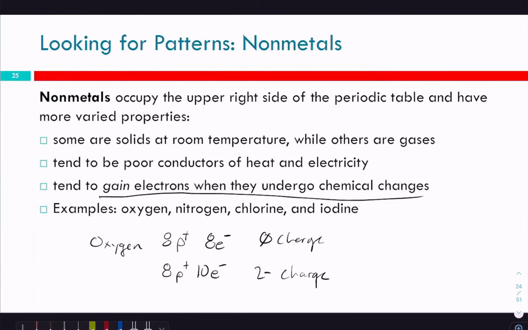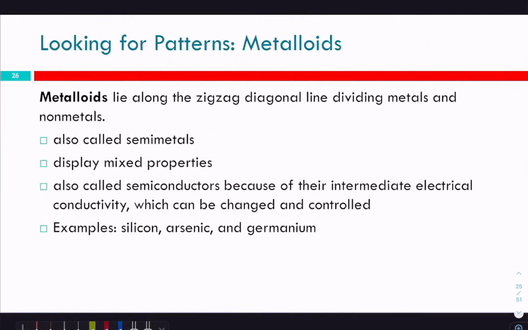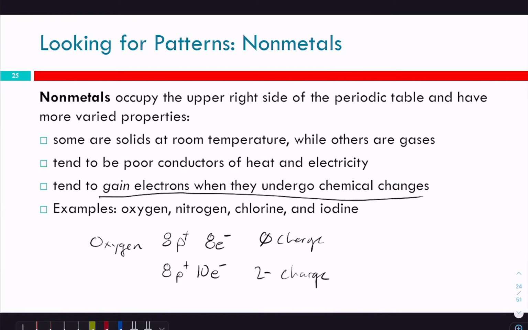Now the nonmetals. The nonmetals are on the right side of the periodic table. They're either brittle solids, or they're powdery, or they're gases. They don't really conduct electricity, unlike metals. And when they undergo chemical changes, they gain electrons. So you gain electrons, you have more negative charge than you have positive charge. So you have an overall negative charge. That's why they form negative charges.